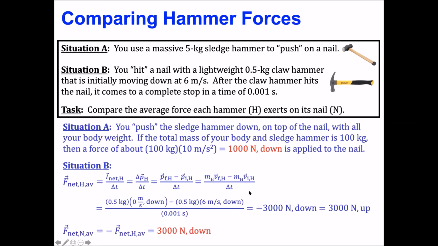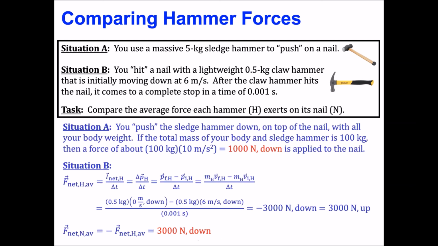And so in this case, by using Newton's third law of motion again, the average net force that the nail experiences from its interaction with the hammer is going to have the same magnitude but the opposite direction of the average net force that the hammer experiences. And so if the hammer experiences a 3,000 Newton force up from the nail, the nail is going to experience a 3,000 Newton force down from the hammer. So the interesting thing about this is that the small, lightweight claw hammer exerts a much, much, much larger force than the large, massive sledgehammer.